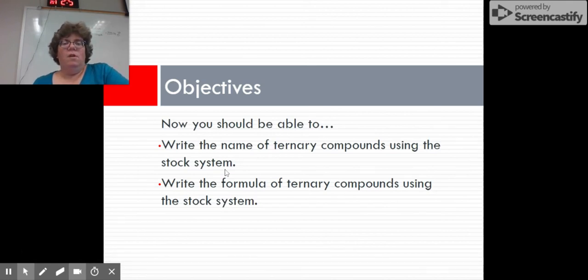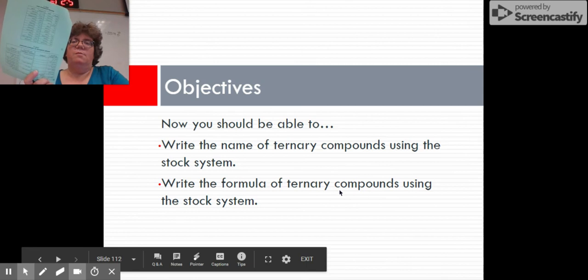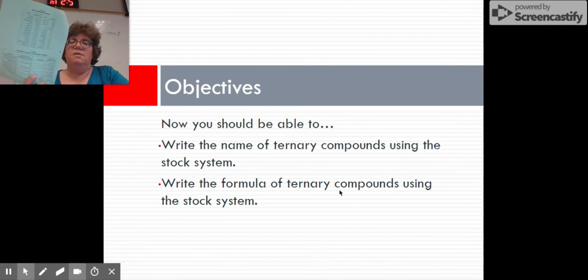So now you should be able to write the names and the formulas of these compounds with polyatomic ions. Remember, table E is your best friend for these. Make sure you always have it handy and ready.